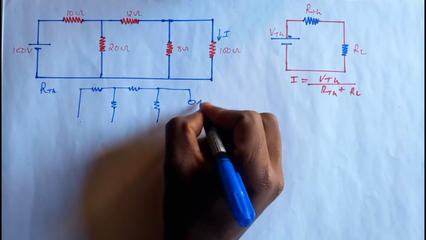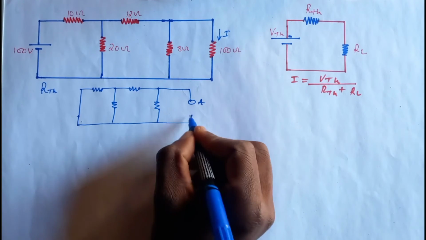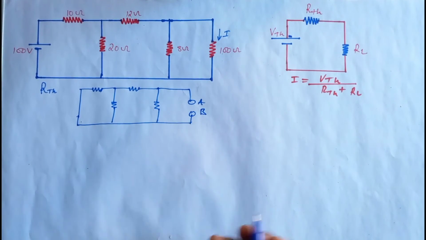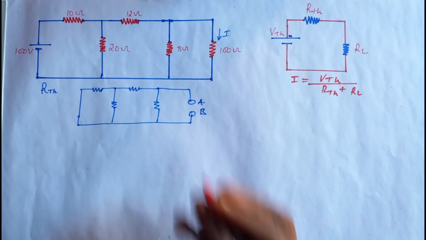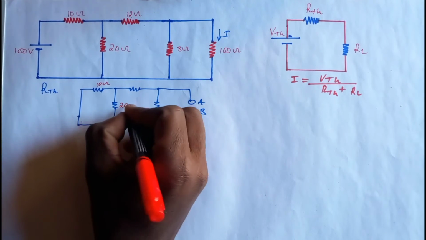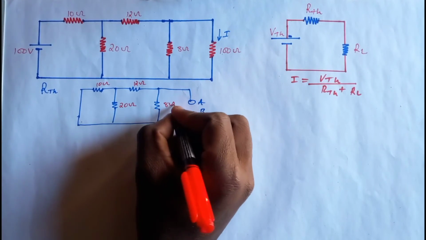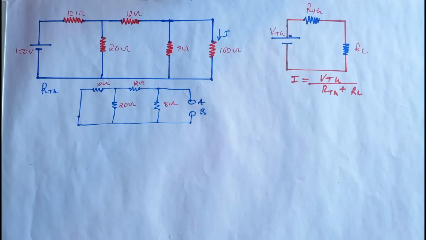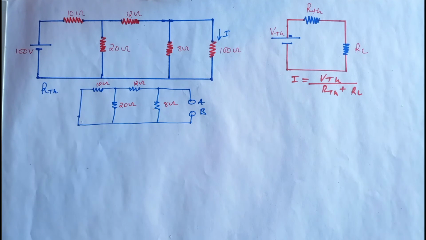I'm going to call this terminal A, and this terminal B. We still have our resistors, just without the 100 ohm resistor. So we have the 10 ohm resistor here, the 20 ohm resistor here, the 12 ohm resistor, and the 8 ohm resistor. You should be familiar with identifying which resistors are connected in parallel and which are connected in series. That is going to ease our work.